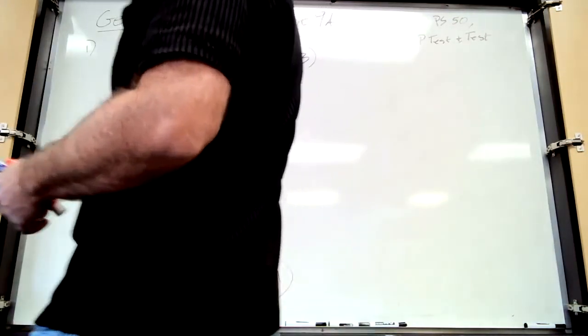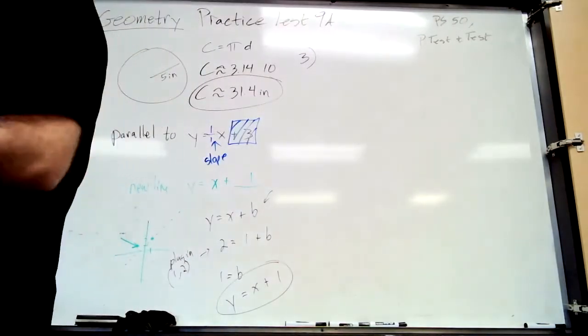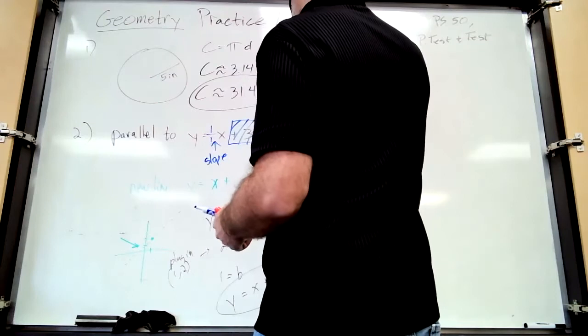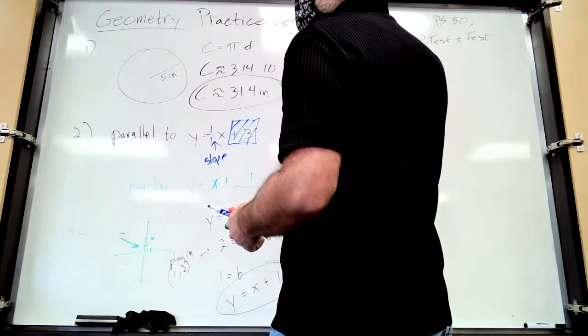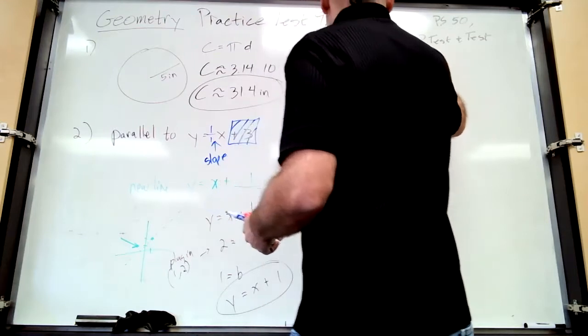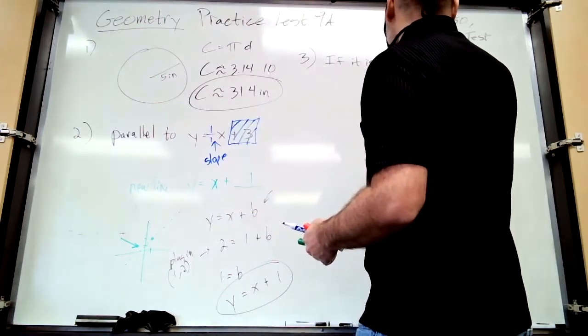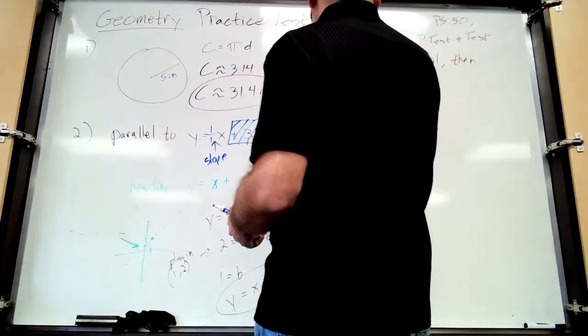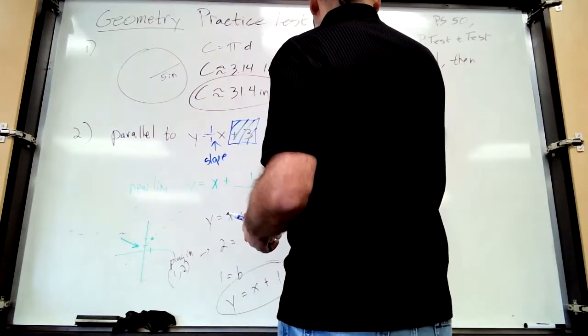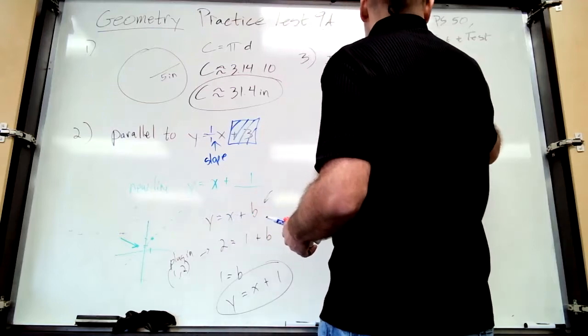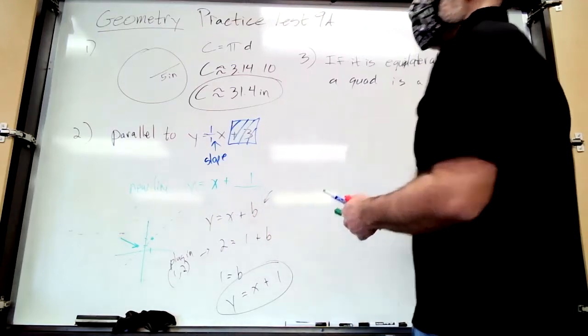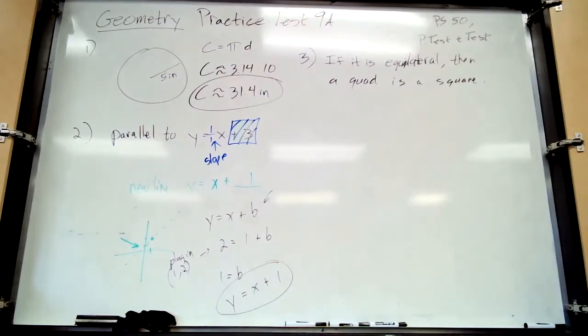State the converse of this statement. I love converses. All you do is switch the if and the then, right? So if it is equilateral, then a quad is a square. Is that true? If a quad is equilateral, then it's a square.